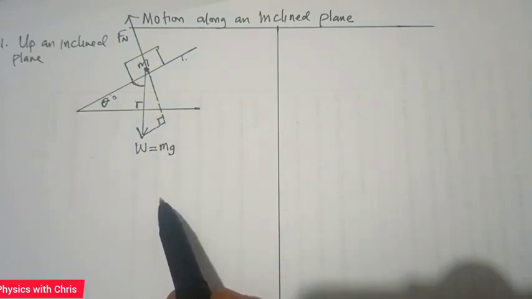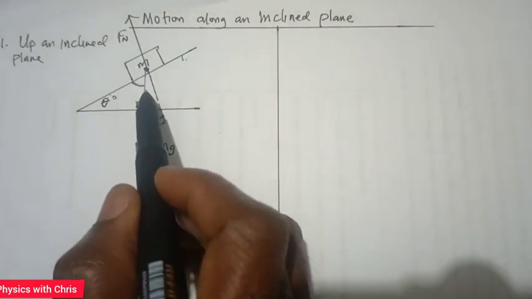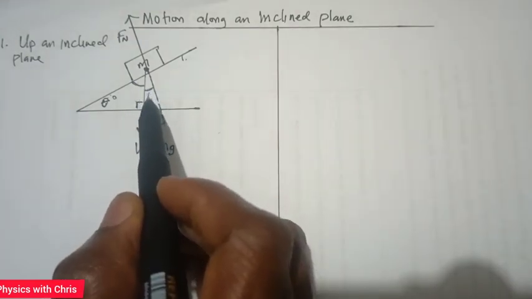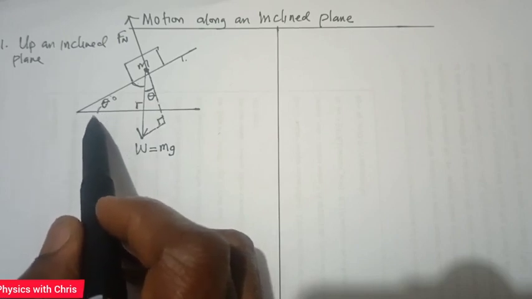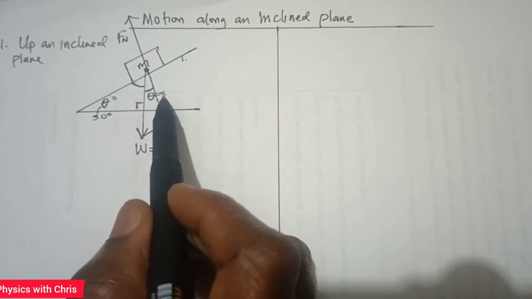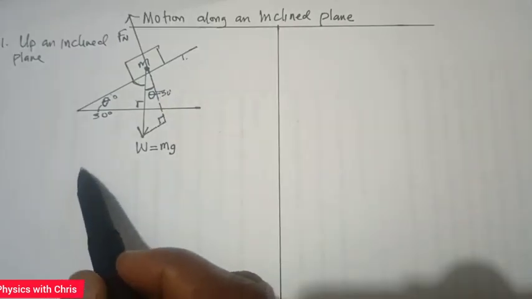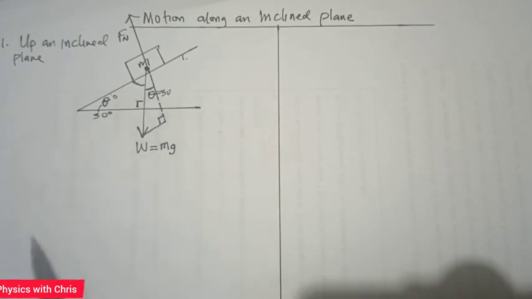Okay, so by similar triangle, this particular triangle is similar to this. Therefore, this angle will also be theta degrees. So if the angle of inclination is 30 degrees, this is going to be 30 degrees as well. Whatever angle this is, it is the same as this particular angle.